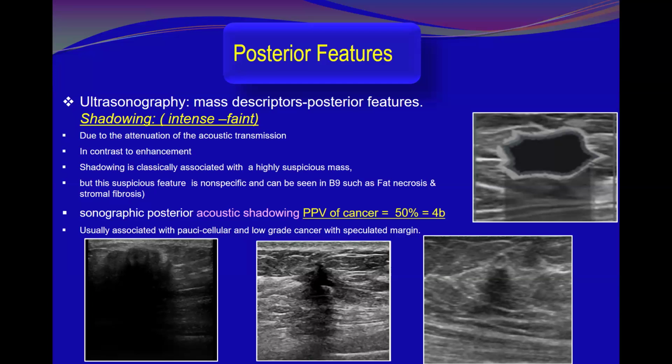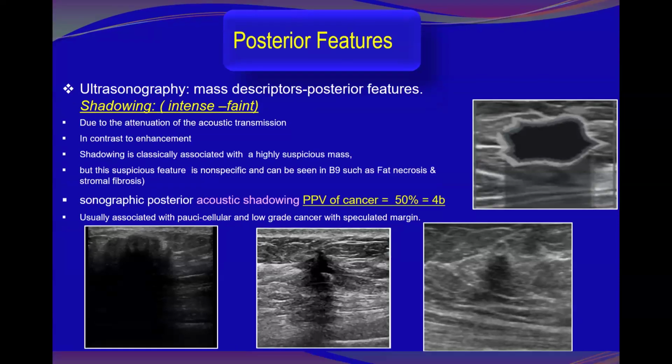And it can also be the same as the enhancement. It can be intense, as in this example, or it can be faint, as in this example. It can be seen along the contour, or it can be seen as part. And as we said, it is non-specific, with a positive predictive value of about 50%. So it is within the range of BI-RADS 4B, okay? Can be associated with fat necrosis, with stromal fibrosis, okay?